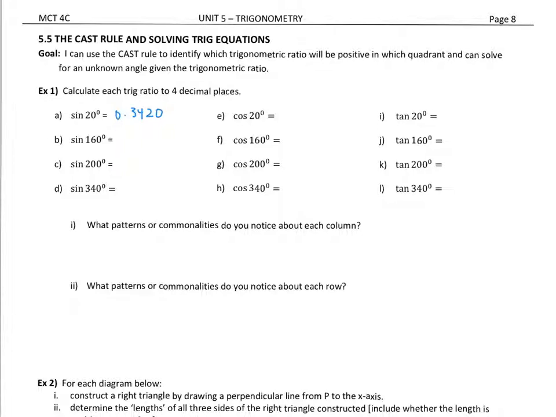So you can go on to do part I down here, which says what patterns or commonalities do you notice about each column? So looking downwards, A, B, C, D, and then E, F, G, H compared to each other, and then I, J, K, L compared to each other. And then what patterns or commonalities do you notice about each row? So A, E, I compared to each other, what do you notice? When you're looking for those commonalities or patterns, look at your answers, but also look at the questions and how I've set them up. So there are commonalities in both your answers and your questions themselves. So take some time and do that.